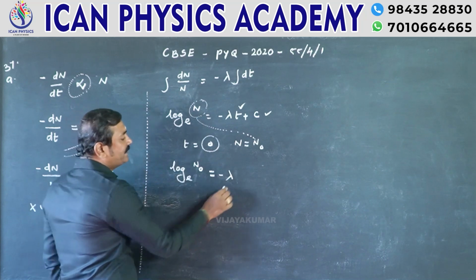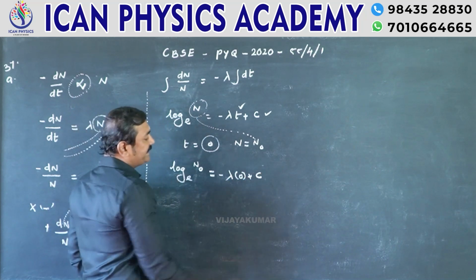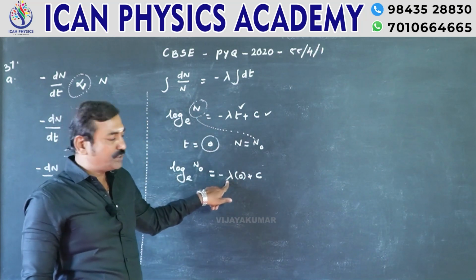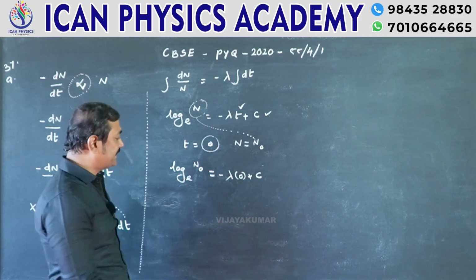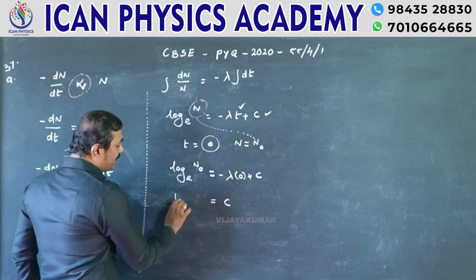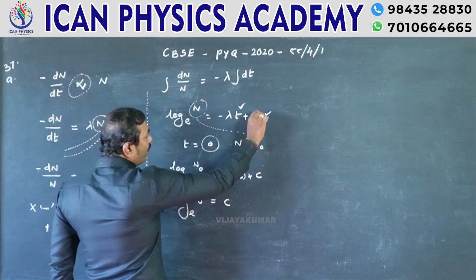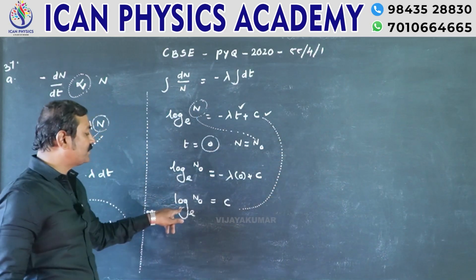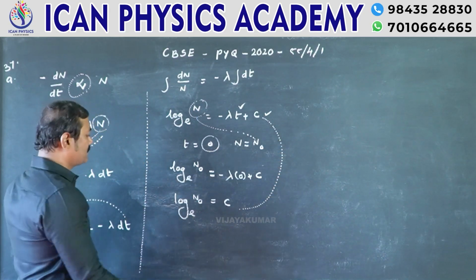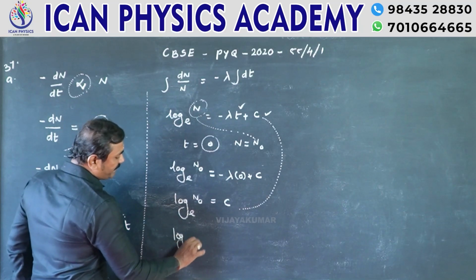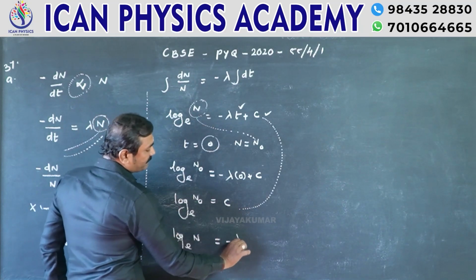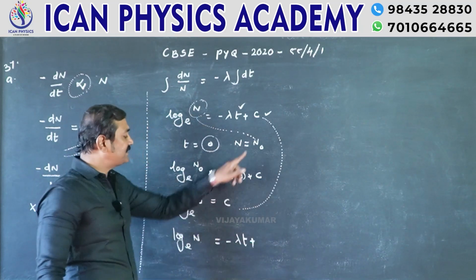So what is the value of c? It is 0 plus c, so 0 into lambda is 0, giving 0 plus c, c. So c equals log base e power n naught. Now, instead of c, we can substitute log base e power n naught. So, log base e power n equals minus lambda t plus c.